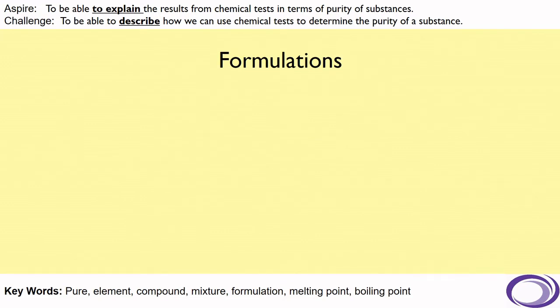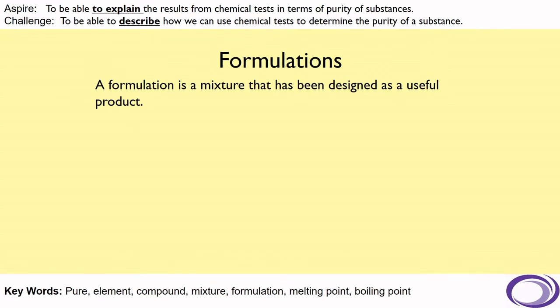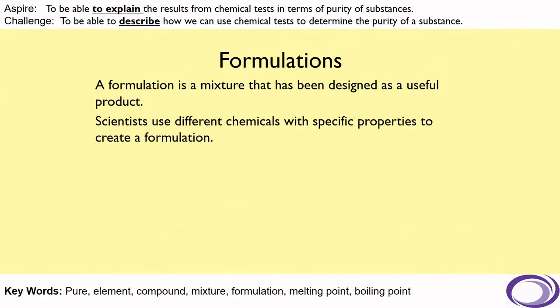So now we're going to move on to look at formulations. A formulation is a mixture that has been designed as a useful product. So every component of that mixture will have a purpose. Scientists use different chemicals with specific properties to create a formulation.